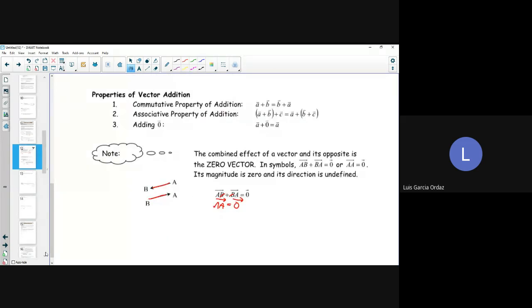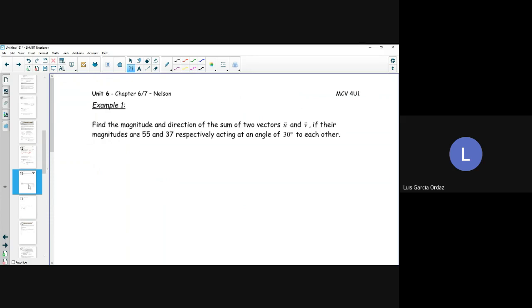Now, we're going to get into vector addition. So I want to find the magnitude and the direction of the sum of two vectors, vector u and vector v, if their magnitudes are 55 and 37, respectively, acting at an angle of 30 degrees towards each other.